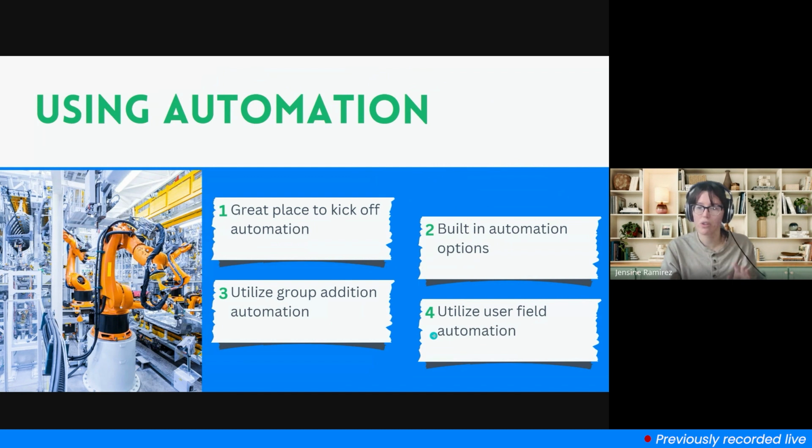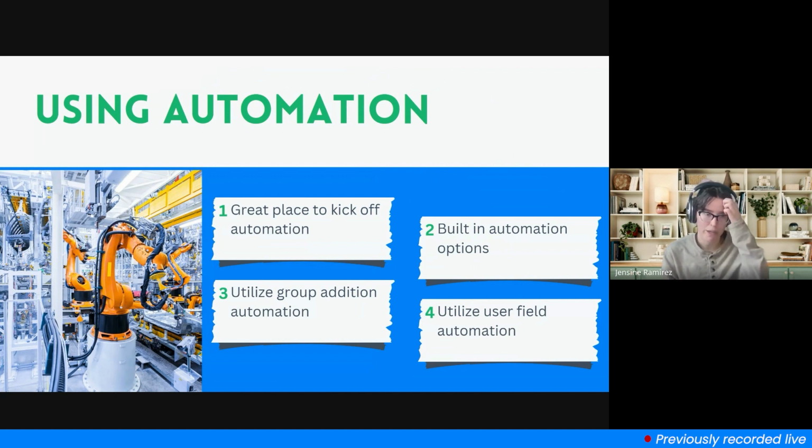And then you can also utilize the different automations just because within our system, we have a way of starting automation based on group addition. So if you add someone to a group, you can kick off a series of automations that can either be done through a drip campaign or a workflow. And then with the user field, you can actually choose to activate a workflow based on an update to a user field.